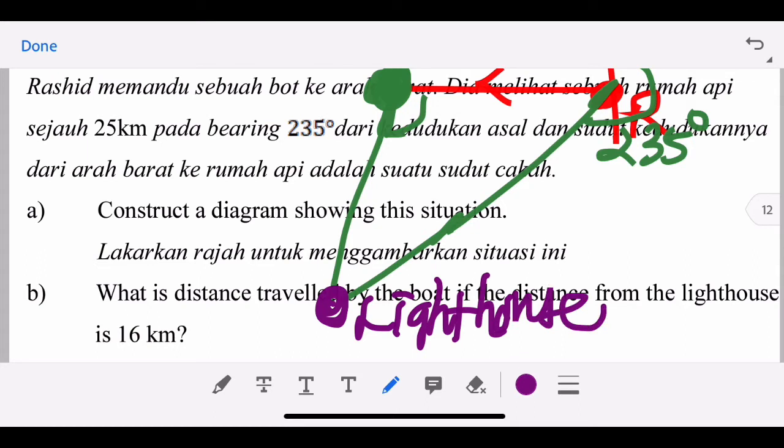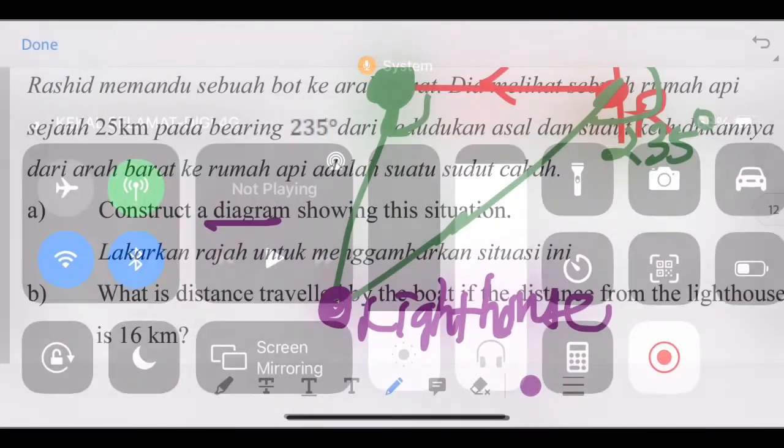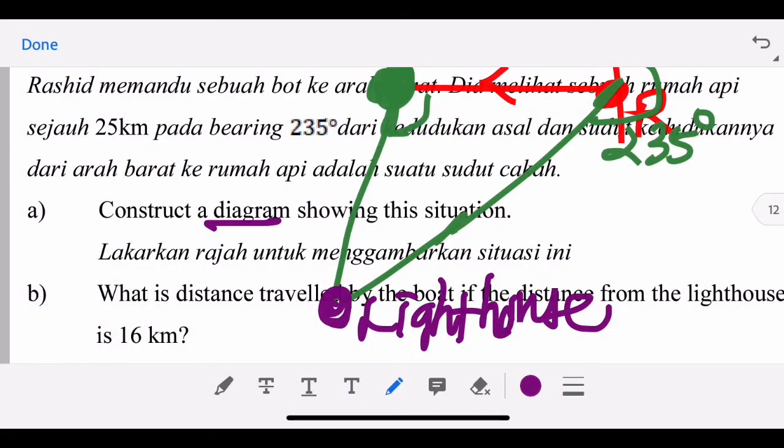Alright, so now the question 1, construct a diagram showing the situation. So we continue. The lighthouse is there, so this angle is obtuse. Now the question says, what is the distance travelled by the boat from the lighthouse. If the distance is 16 kilometer from the lighthouse, so this is 16. Now you need to solve for x, let's say. Distance travelled is x. Alright, so Rashid is travelling to the west, right? So this is the distance travelled x.